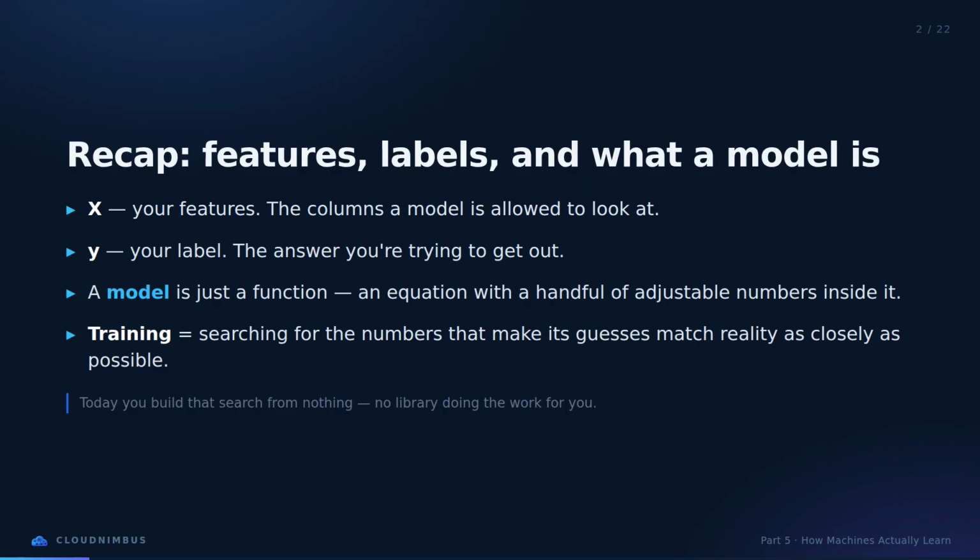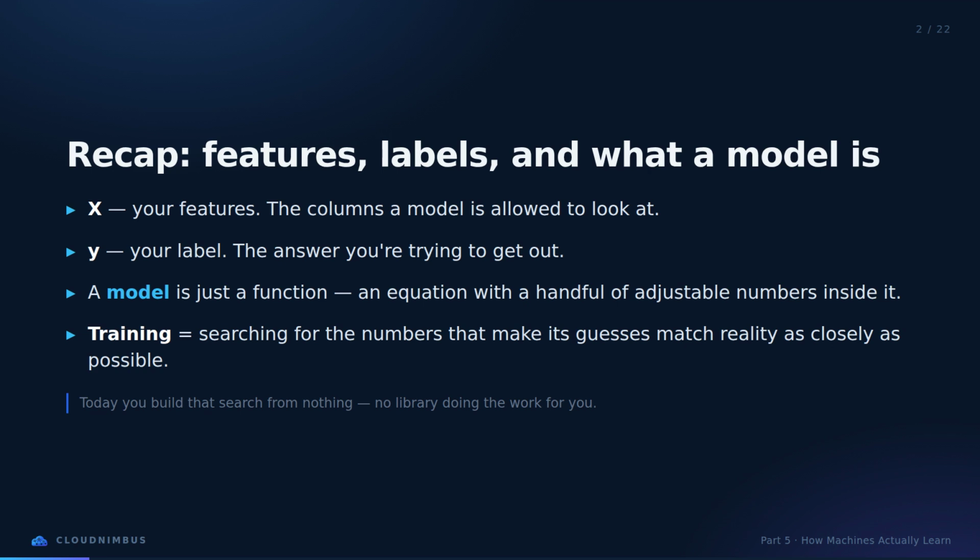Quick recap, because everything today builds on it. Capital X is your features, the columns a model is allowed to look at. Lowercase y is your label, the answer you're trying to get out. Features in, label out. Now, a word we've been using loosely since part 1, model.